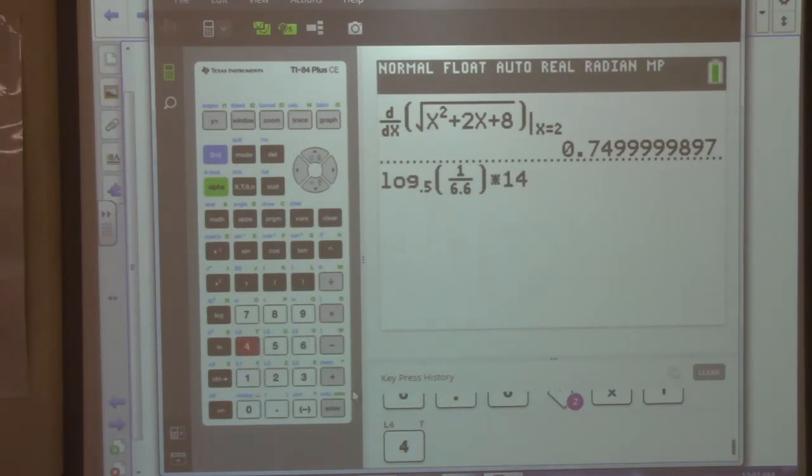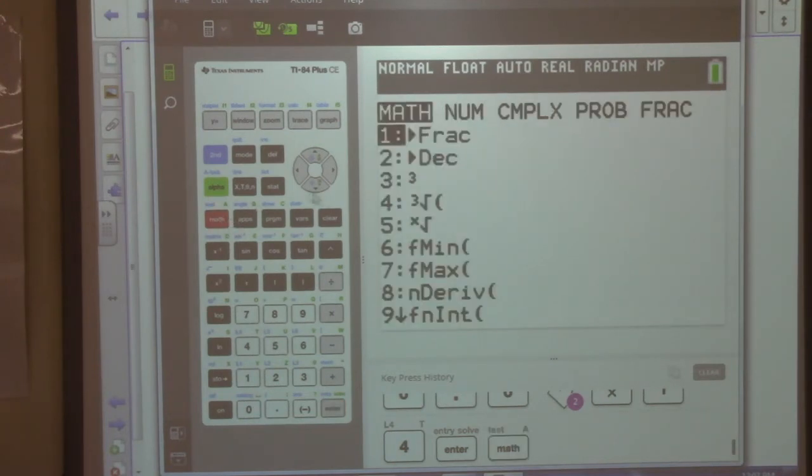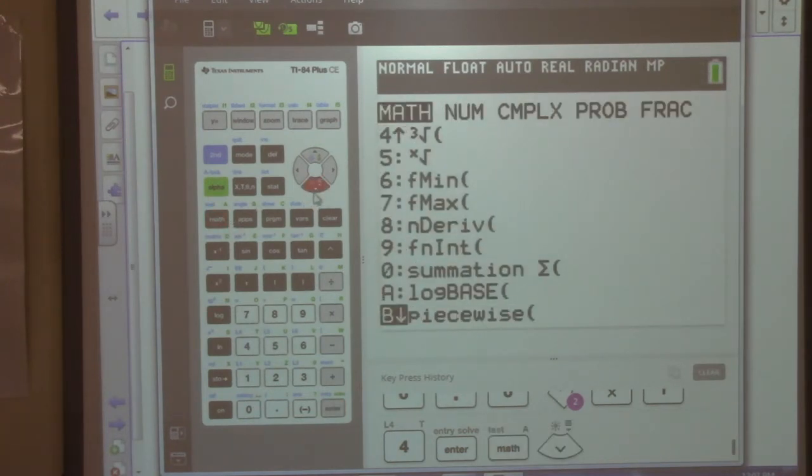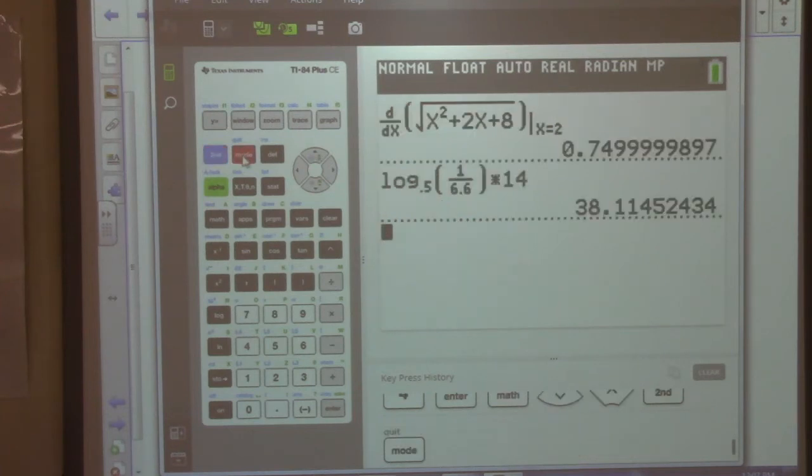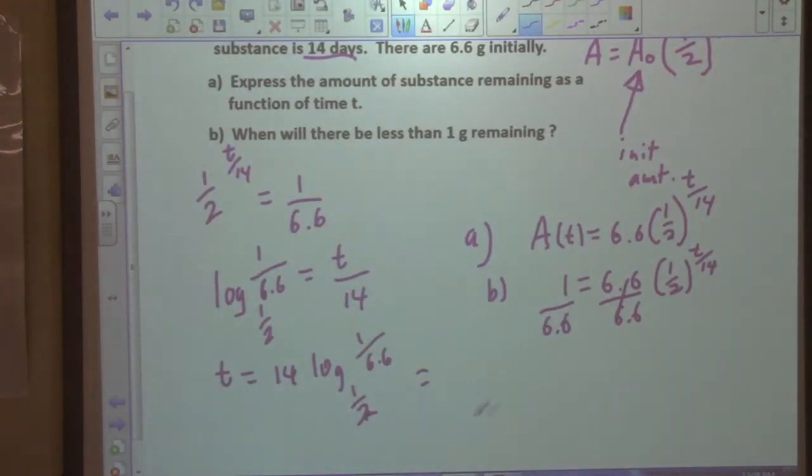Was that all there was to it? I think so. So 38. How did you get there? Like, how did you do it on the calculator? Okay, went to math, and then you go down to A, log base. So that's how you get there, okay? Let's get back here. So 38.11, that'll be days.